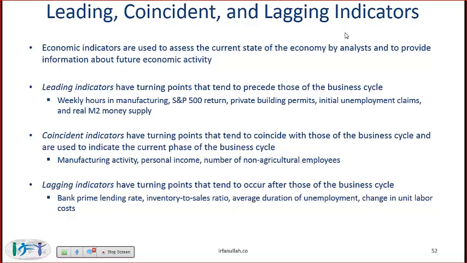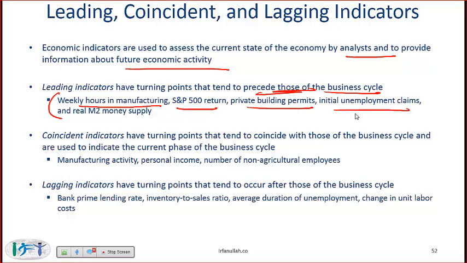Leading, coincident and lagging indicators. Economic indicators are used by analysts to assess the current state of the economy and to provide information about future economic activity. Leading indicators have turning points that tend to precede those of the business cycle. Examples of leading indicators are weekly hours in manufacturing, S&P 500 return, private building permits, initial unemployment claims, and real M2 money supply.